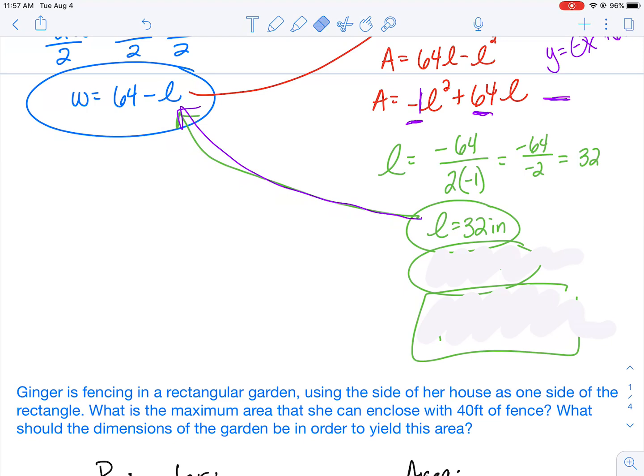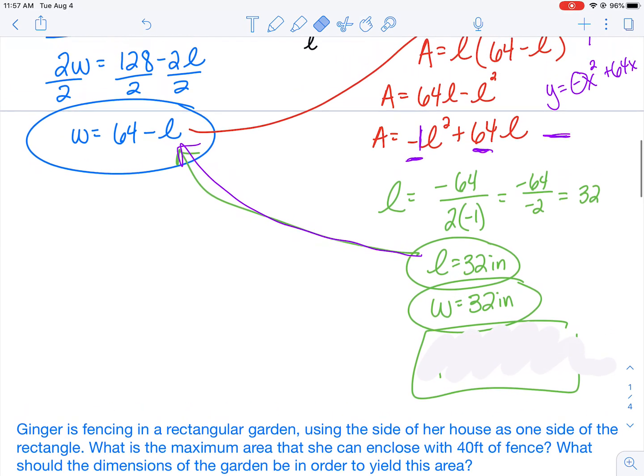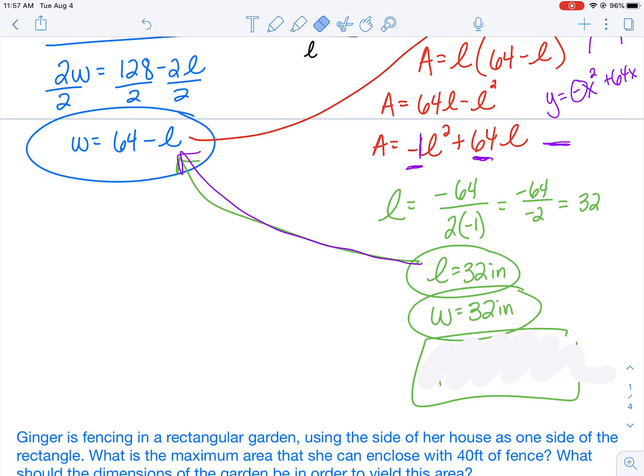So 64 minus 32 is 32. So I need the length to be 32 inches. I need the width to be 32 inches in order to have a maximum area. That's my vertex, right? All right. It also asks us for the maximum area, and we know that area is length times width. So in order to figure out what the maximum is, well, if I need the length and the width to be 32 inches each in order to have a maximum area, I can multiply them together and say that my maximum area is going to be 1,024 square inches.